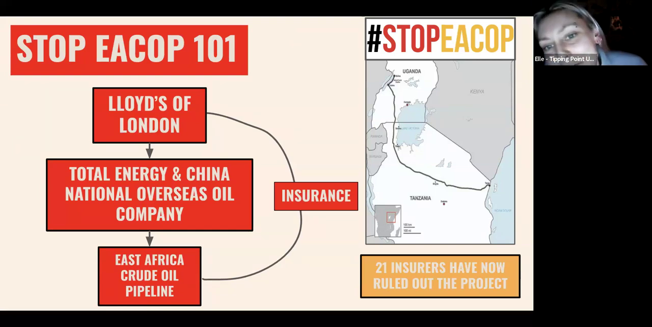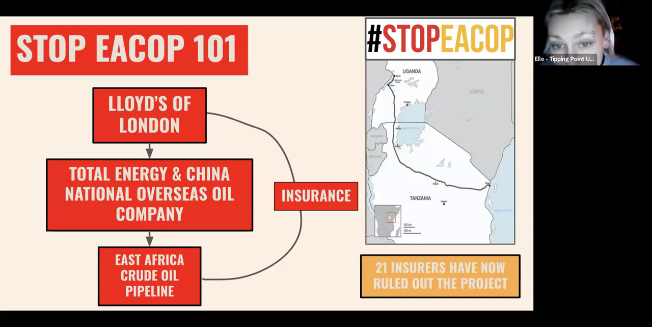But what we do have is this undercover research that's shown that the East Africa crude oil pipeline is very likely going to be insured by Lloyd's of London. So what we've done is we have targeted every single one of those syndicates within Lloyd's of London. We've put huge amounts of pressure on the individual insurers to make them pull out of insuring the project. And to date, I think about 30 of those key insurers, really big ones, have fully agreed to not insure that project.